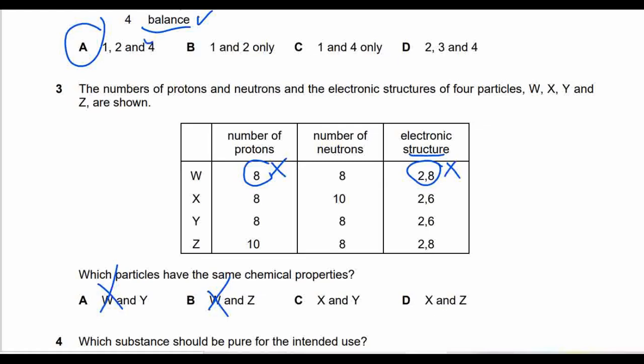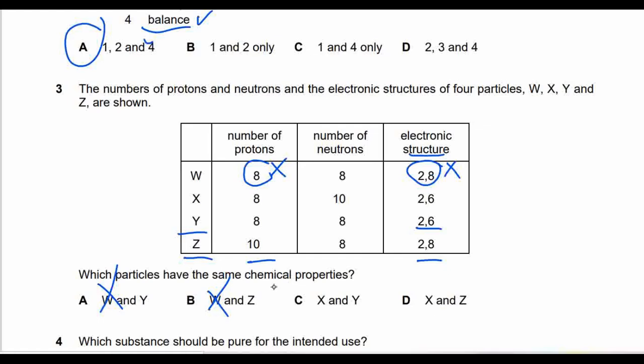Now we have X and Y or X and Z. X must be correct. Now let's check Y and Z. Y has 8 protons, and the electrons are 2,6. So it's correct: 2 plus 6 is 8. This one is 10: 2 plus 8 is 10. But to have the same chemical properties, two elements need to have the same valence electrons, that is, electrons in the outer shell.